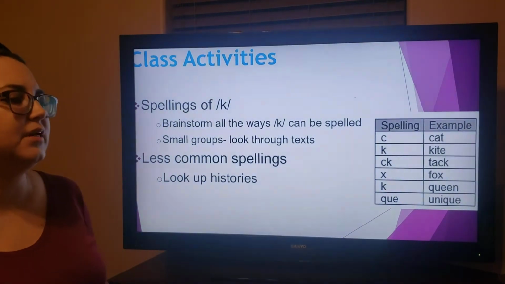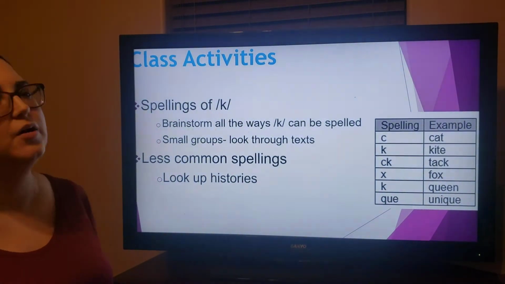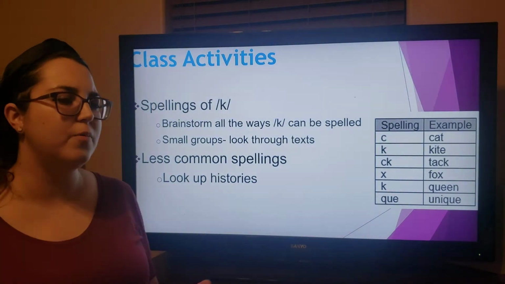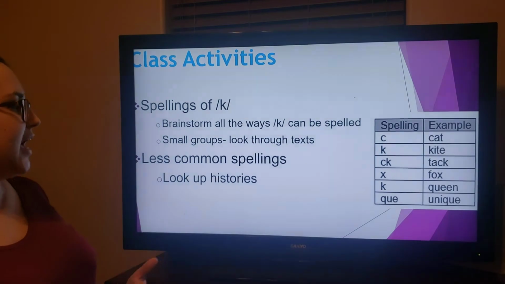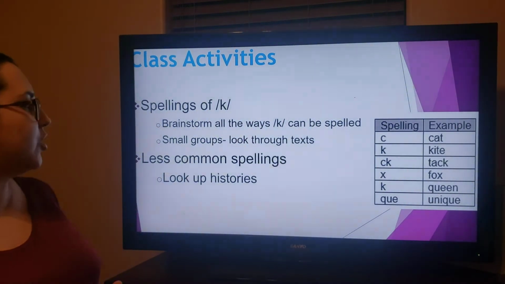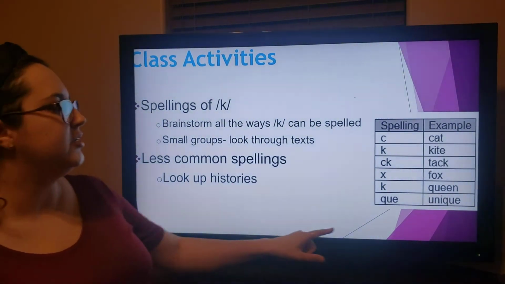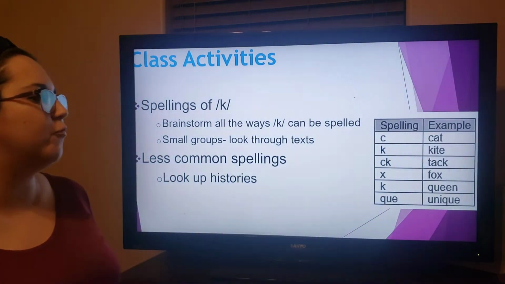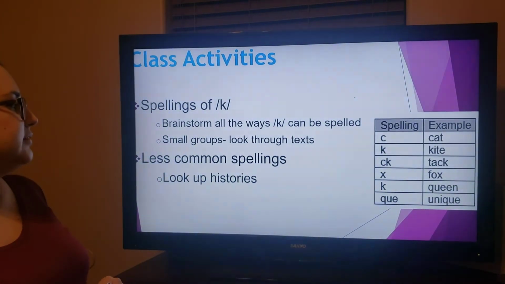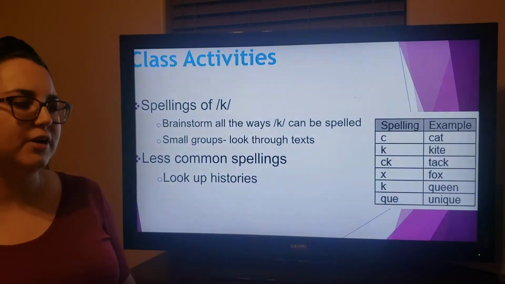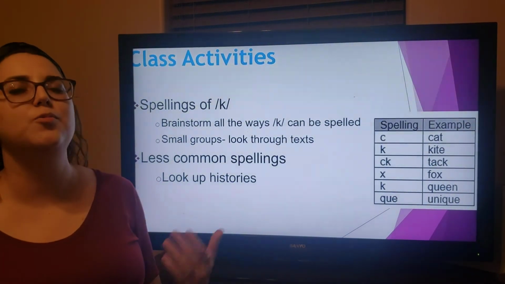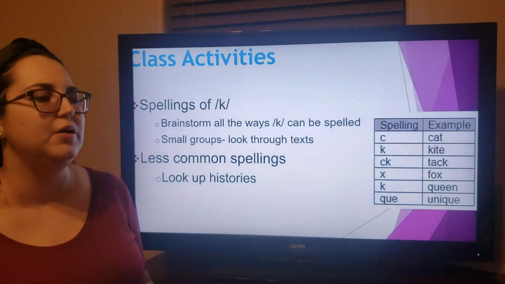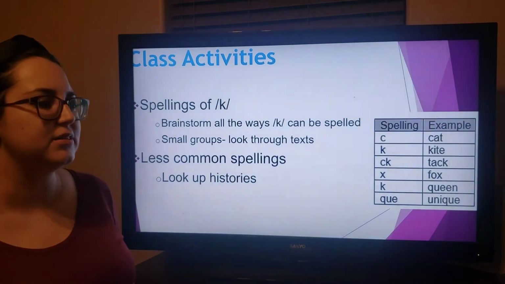Other class activities are spelling of the K, right? So here they brainstorm all the ways that K can be spelled. And in small groups, they look through text and they're looking for these words. Here's an example of what they would find. And of course, they start looking also for less common spellings. And this is where they start looking up histories as to why is it different? Why is that word spelled differently?